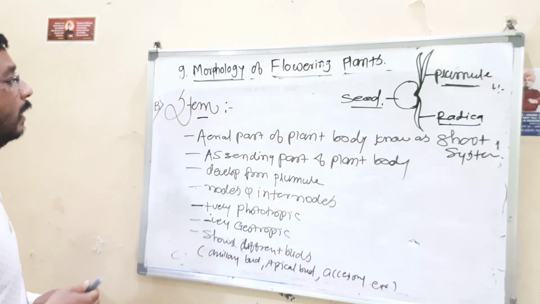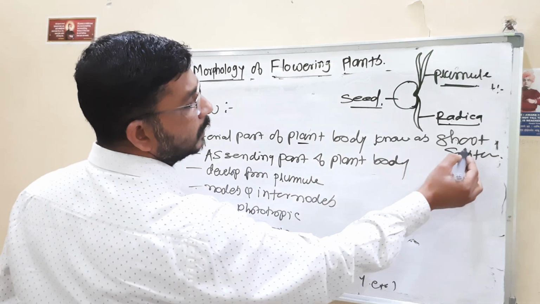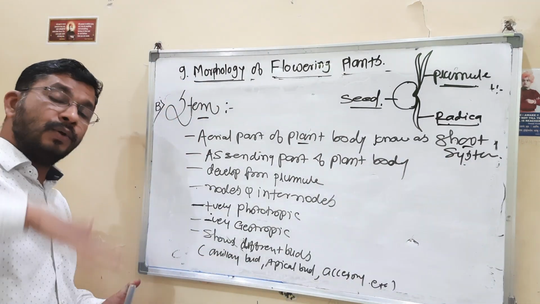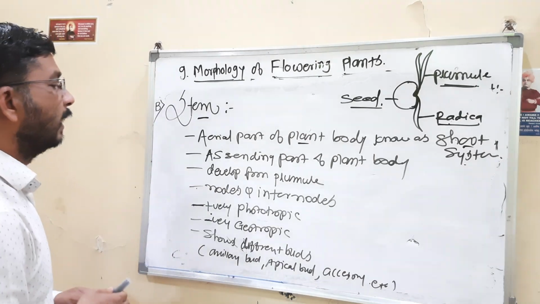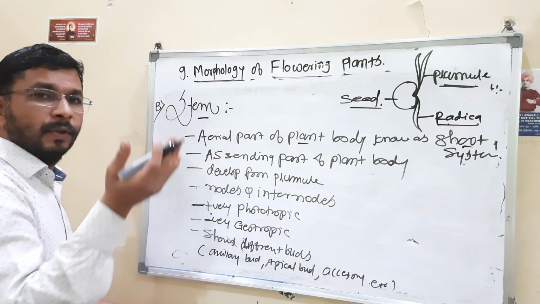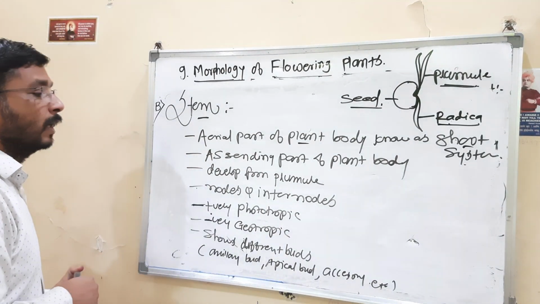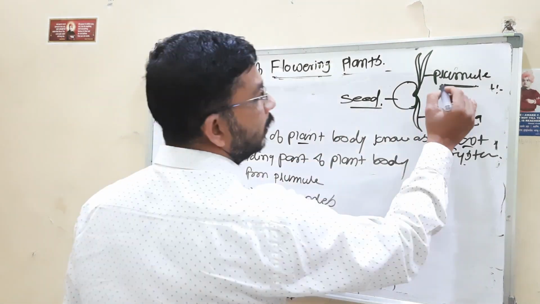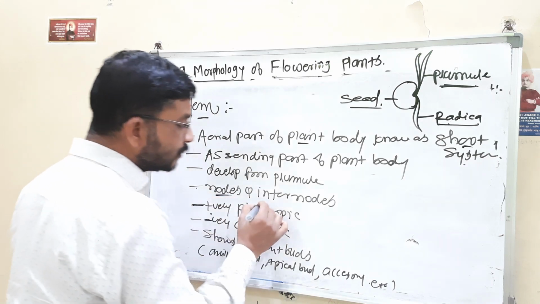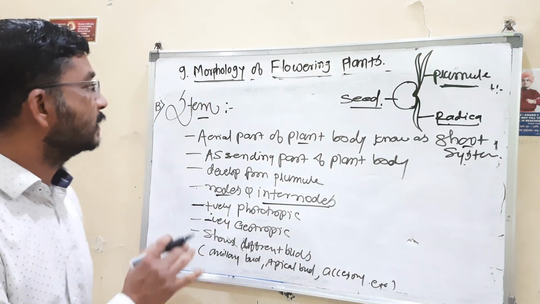Then the stem is the aerial part of the plant body, known as the shoot system. Aerial because it grows upward, towards the sunlight. It is the ascending part of the plant, going upward, that's why we call it the ascending part. It develops from the plumule, as I already told you. Then the presence of nodes and internodes is a peculiar character of a stem.